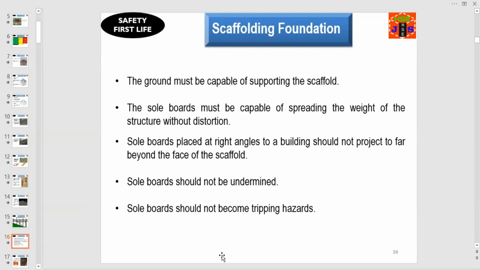Dear friends and fellows, here the ground must be capable of supporting the scaffold. The sole boards must be capable of spreading the weight of the structure without distortion. Sole boards placed at right angles to a building should not project too far beyond the face of the scaffold. Remember, sole boards should not be undermined. Sole boards should not become tripping hazards. These are the safety precautions you have to consider by considering the ground condition and the sloping angle.